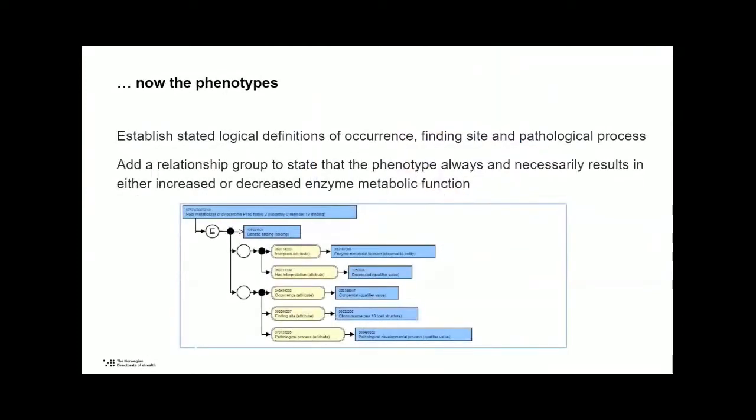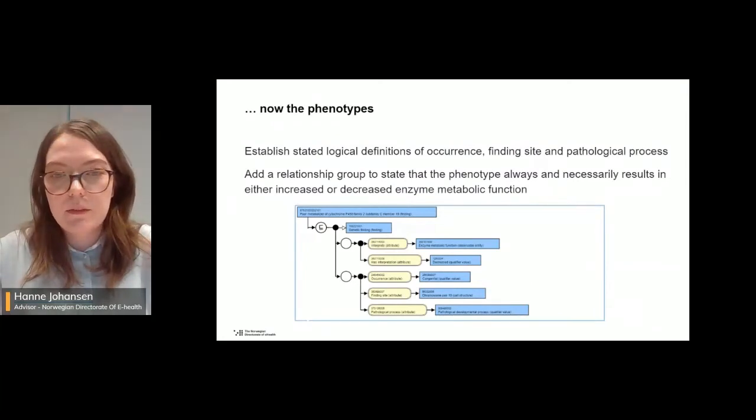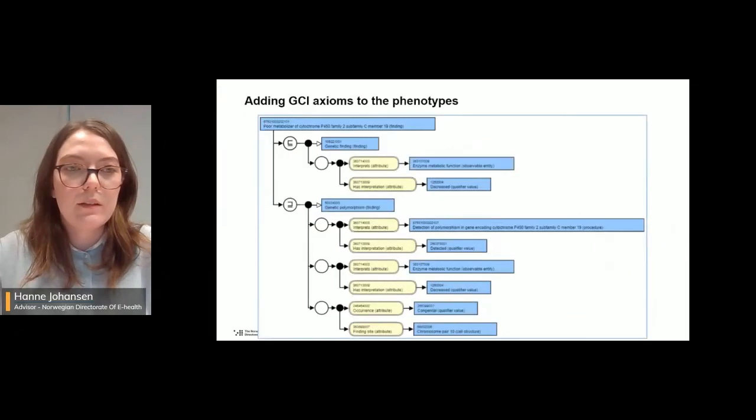And then modeling the phenotypes, we established the stated logical definitions for the phenotypes, and if they were increased or decreased metabolization or enzyme metabolic function. And then we added the GCI axioms. So this is the fun part.